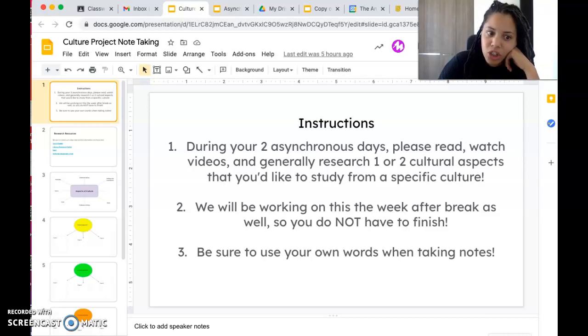So don't stress out too much if you are like, "Oh, I'm having trouble finding information." Okay, we will get a chance to work on it. But if you get a head start, it's going to be so much easier when we come back.